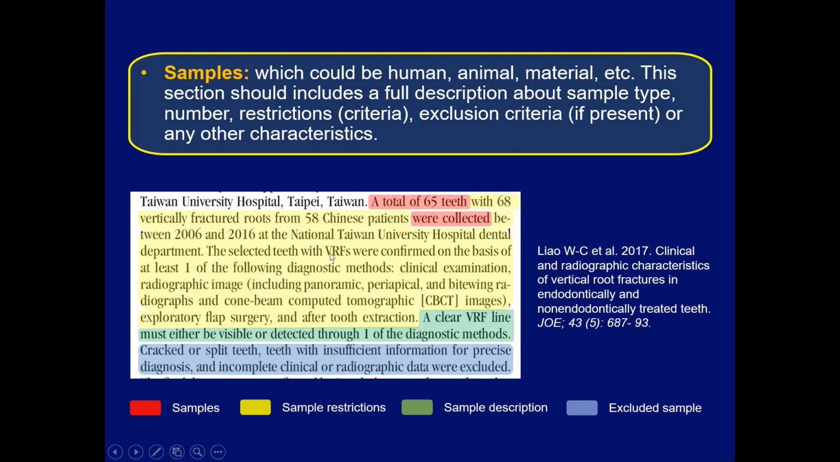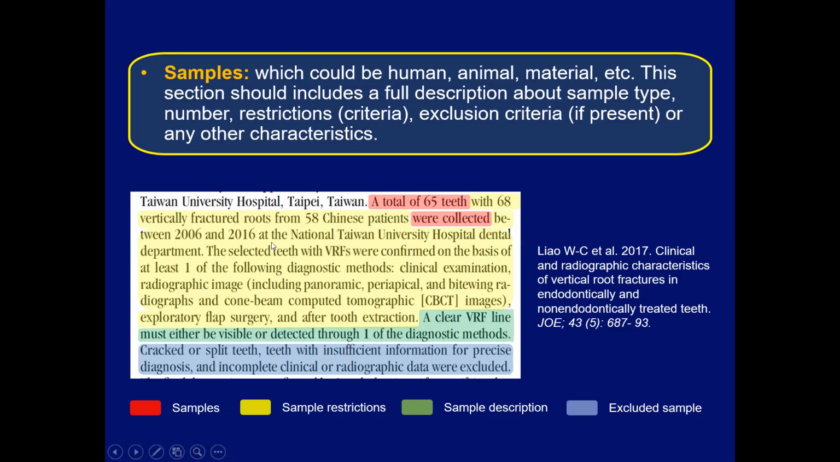The red one represents the sample, maybe including the number of samples, the sample restriction, the criteria of those samples, and the sample description. Sometimes we need to describe them, and also the excluded ones. If you write the inclusions, it doesn't necessarily mean you should include the exclusions, and vice versa.